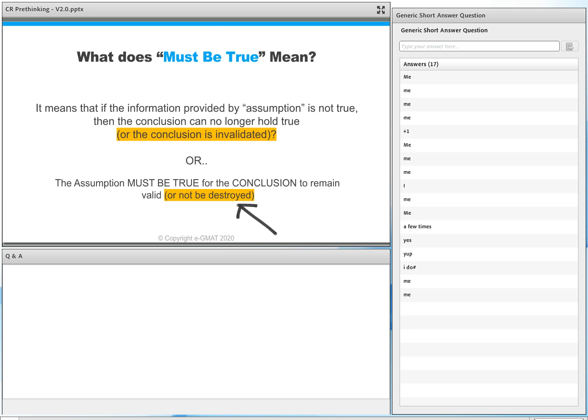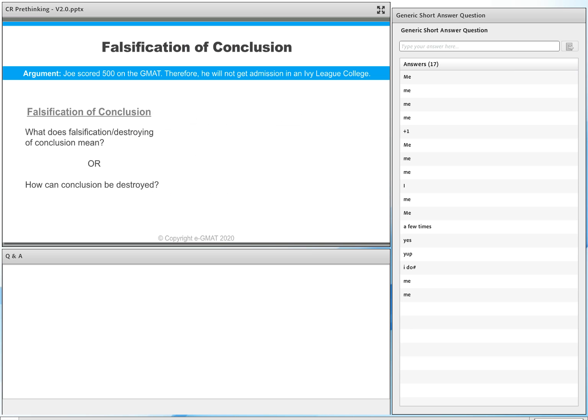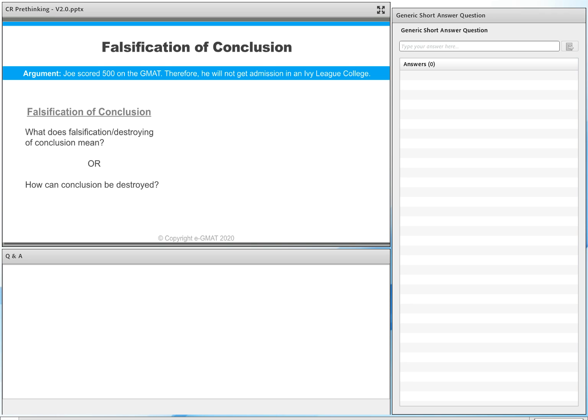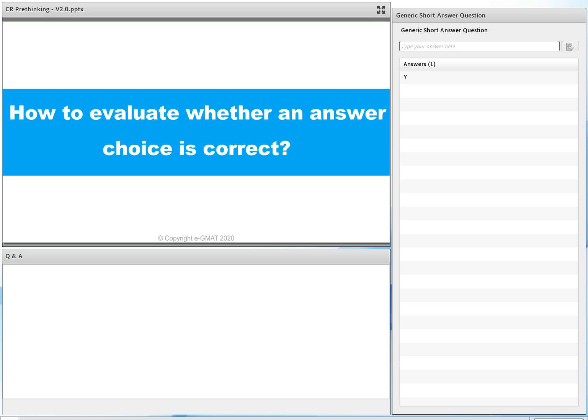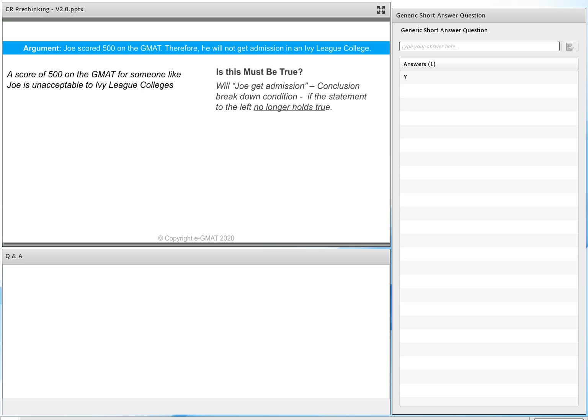Let's talk about what falsification of the conclusion really means, or in what scenario the conclusion can be destroyed. So let's take the same argument here. Simple argument. Here is your argument. So what does destroying this conclusion mean? Destroying this conclusion means that if Joe gets admission into an Ivy League college with that score of 500, then that conclusion will be destroyed. Can everyone see that? If this happens, then this conclusion will be destroyed, right? So how do you evaluate whether an answer choice is correct? How do you really say, hey, this satisfies that must be true condition?